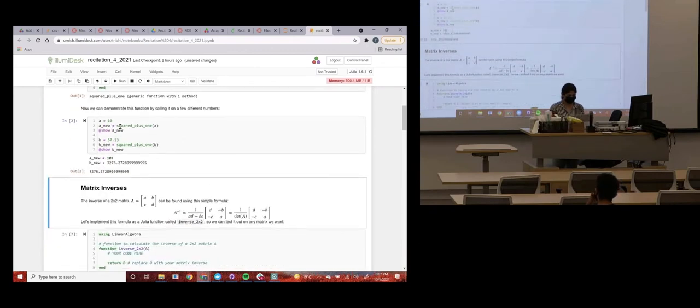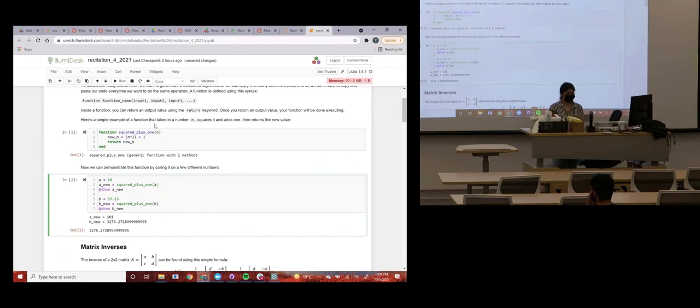and this is a sample function call. So for variable 10, I said a new is square plus 1 of 10. And because Julia is flexible with the argument types, you don't have to specify that you're going to send in an int or a float. So I can send in an integer, or I can send in a float number, and it will just determine the type for itself. So it's a lot easier.